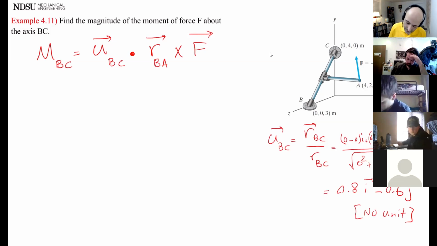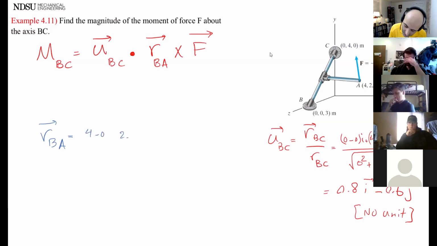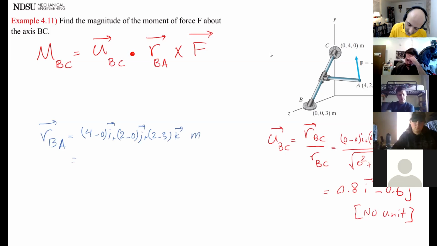RBA, let's find it here. That's okay. I wanted to save some room, but it's going to be A minus B. I didn't draw the table anymore to save a little bit of time, plus the coordinates are given right there. So it's going to be 4 minus 0, 2 minus 0, 2 minus 3, I, J, K. The units are meters. 4I, 2J, minus 1K, units are meters.